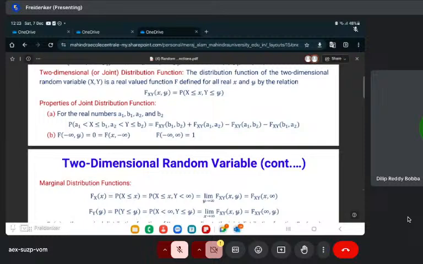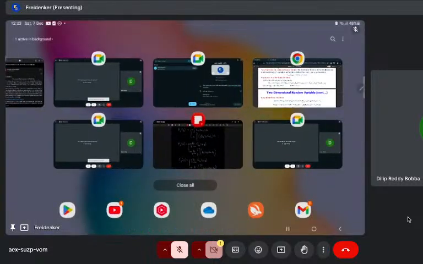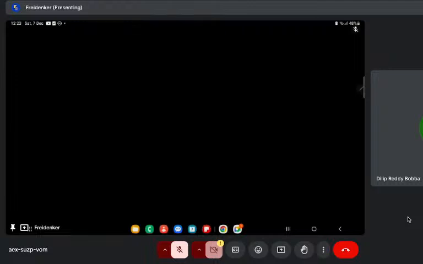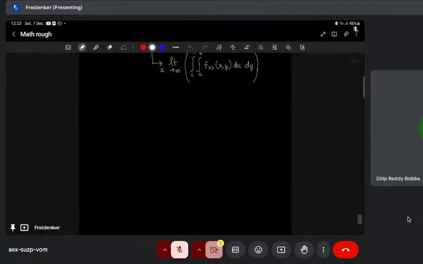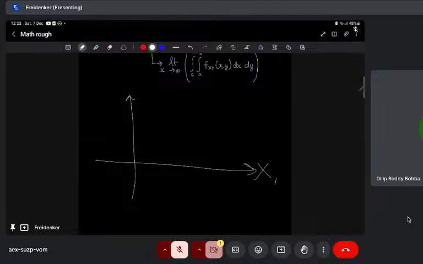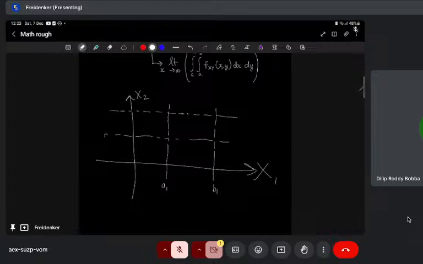So how does this happen? It's just that if you get the idea, you wouldn't have to memorize. The idea is this: let's say this is x1 and this is x2. I said x1 lies in between a1 and b1, and x2 lies in between a2 and b2. It would mean I have to find the probability that my (x1, x2) lies in this region, right?